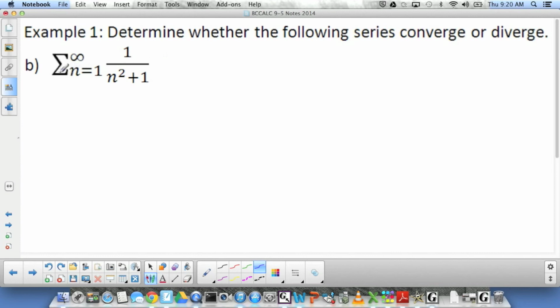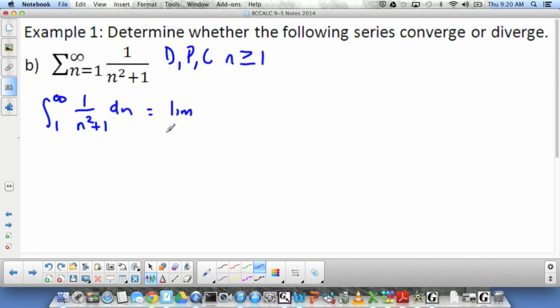All right, so let's look at this example. We have the series from 1 to infinity of 1 over n squared plus 1. So here's our function. We need to check that that function is decreasing, positive, and continuous, and it is over the interval where n is greater than or equal to 1. You can check that in your calculator if you like. So that means that the integral from 1 to infinity of 1 over n squared plus 1 is going to behave in the same way.